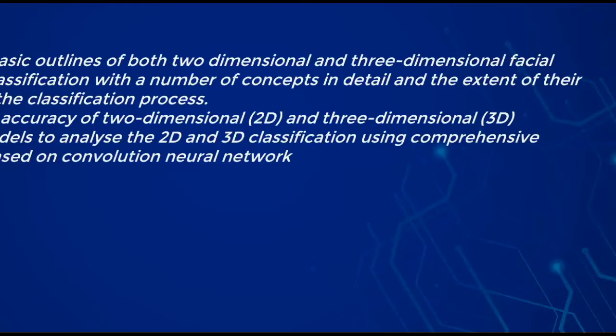First of all, we'll start with the objectives of our research. One of the main objectives is to provide the basic outlines of both two-dimensional and three-dimensional facial expression classification, with a number of concepts in detail and the extent of their influence on the classification process. Second, compare the accuracy of two-dimensional and three-dimensional proposed models to analyze the 2D and 3D classification using comprehensive algorithms based on convolutional neural networks.